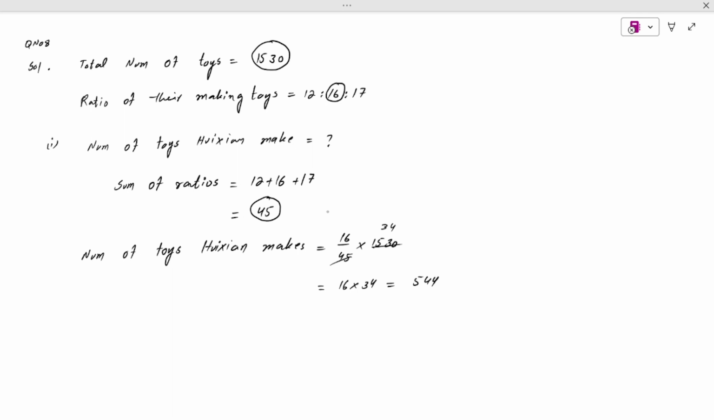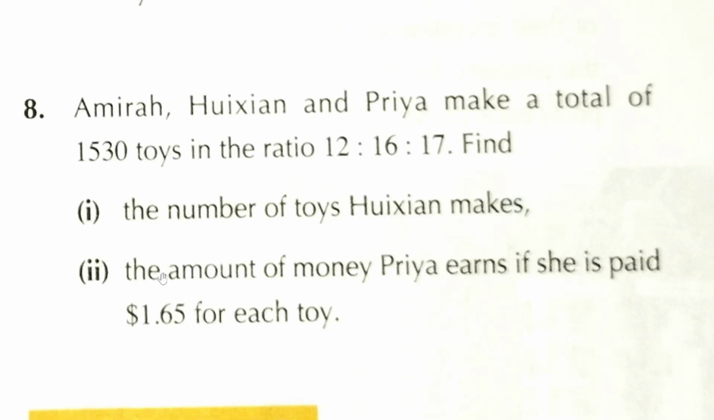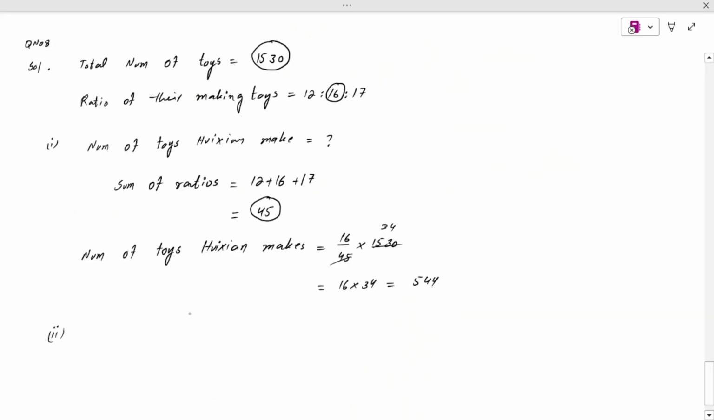Now we will solve part 2 of this. Now it says in part 2: the amount of money Priya earns if she is paid $1.65 for each toy. First we will find the number of toys Priya has, and we multiply that number by $1.65 to find the total amount she earns.